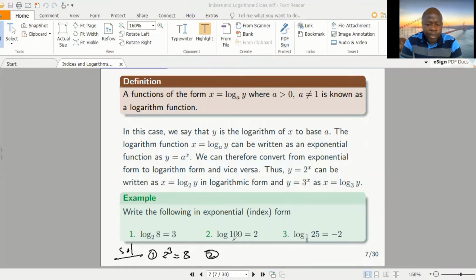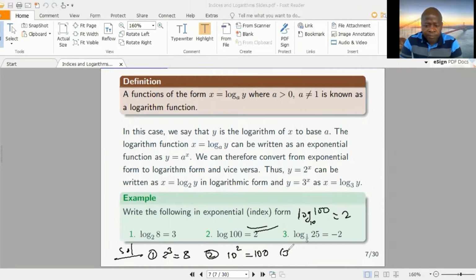Now the base here is silent, and whenever the base is silent, we take it to be 10. We have not written the base, so we take the base to be 10. So this question is the same as the log of 100 to base 10 is 2. To write this in index form, let 2 go to where 100 was, so 10 raised to 2 is 100.